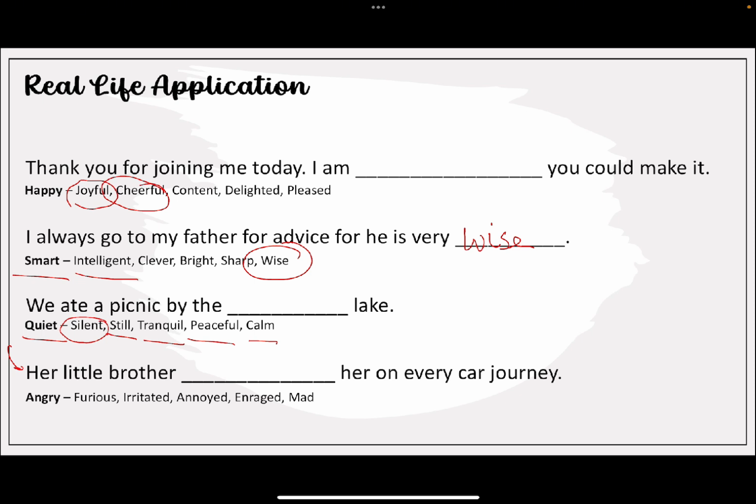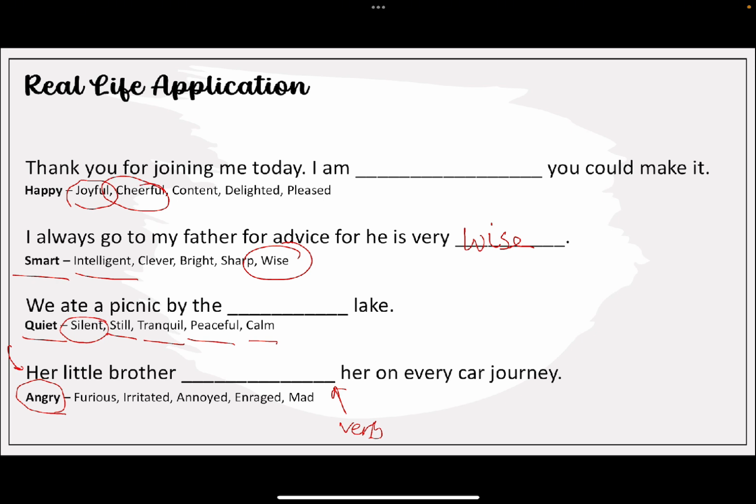Now, angry itself does not fit appropriately in this sentence, for angry is an adjective, but the type of word we're looking at filling here is a verb. So it's a doing word. What is he doing to her? Her little brother blanked her on every car journey. So you could say he angered her and change angry to angered.